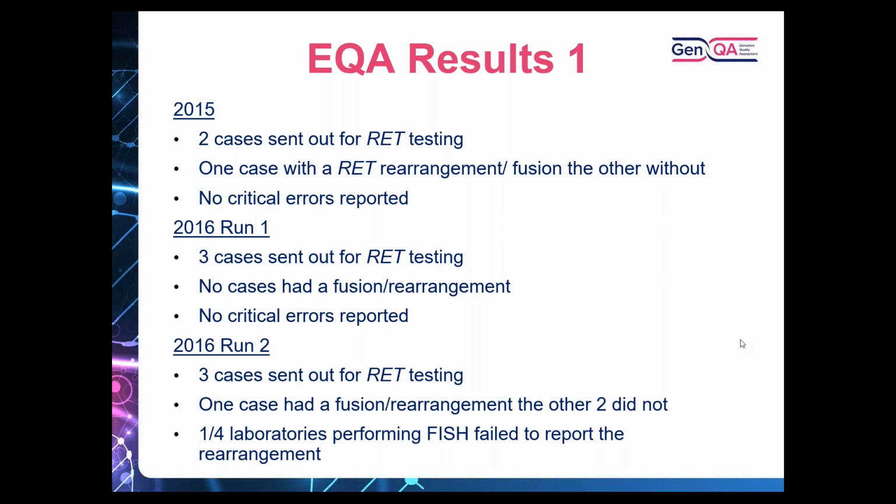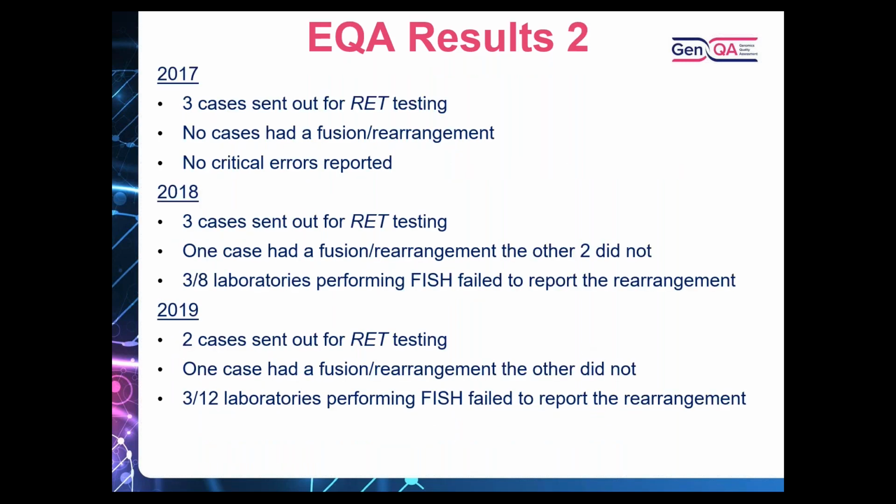In run 2, we actually sent out 1 case that had a fusion and a rearrangement, and the other 2 didn't. But one of the 4 laboratories that used FISH for this EQA didn't report the rearrangement in this case. And I'll probably come back to that. In 2017, we didn't send out any cases with a rearrangement, and there were no errors. But in 2018, we sent out 3 cases. And 1 case had a rearrangement, a fusion, and the other 2 didn't. But 3 out of the 8 labs who reported FISH results didn't report the rearrangement.